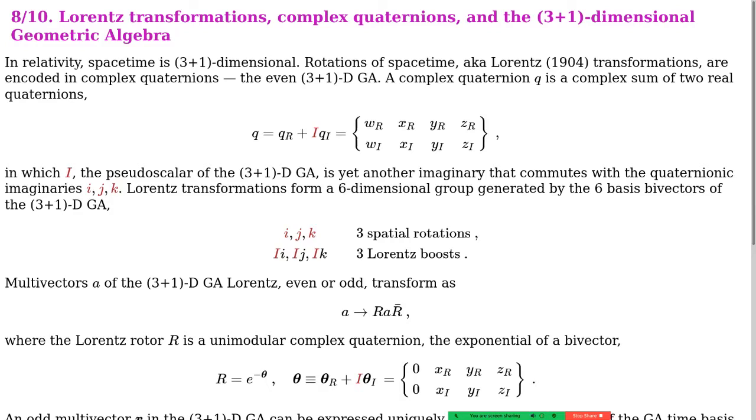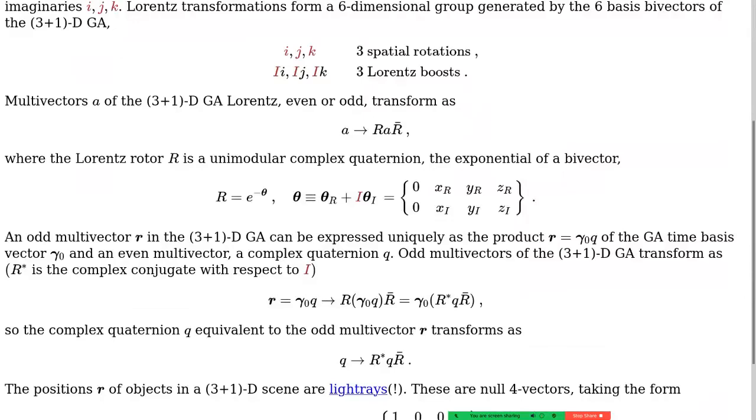The bivectors of the 3 + 1 dimensional geometric algebra, there are 6 of them, consist of 3 spatial rotations, the I, J, and K imaginaries, and 3 Lorentz boosts, which are the pseudoscalar multiplied by the 3 imaginaries. The 3 Lorentz boosts correspond to changes of velocity in each of the 3 dimensions, x, y, and z. They're rotations between a spatial axis and the time axis. As usual in a geometric algebra, multivectors, even or odd, transform in the usual way with rotors.